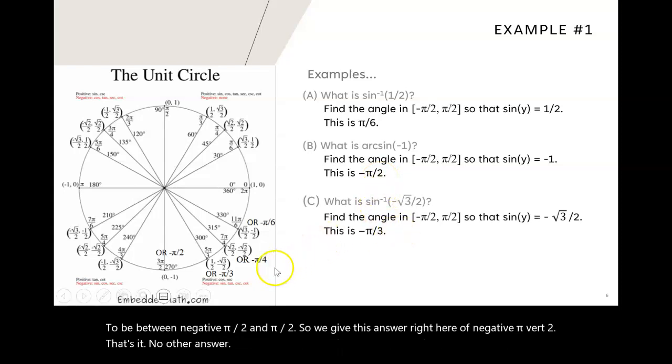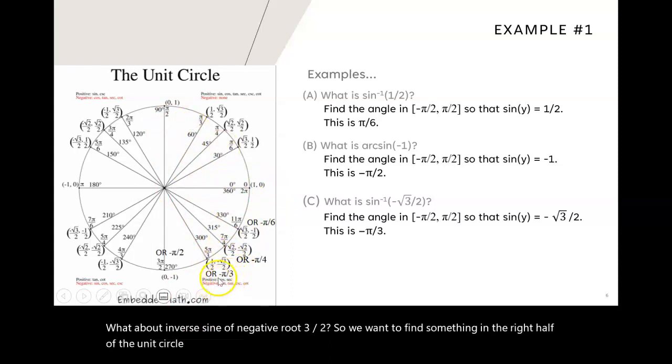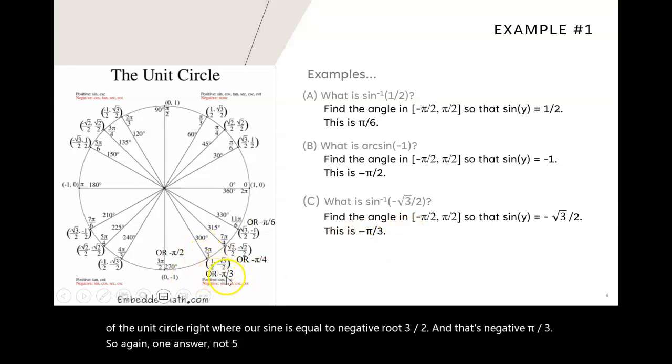What about inverse sine of -√3/2? So we want to find something on the right half of the unit circle, right, where our sine is equal to -√3/2, and that's -π/3. So again, one answer, not 5π/3, but -π/3. It fits in that range.